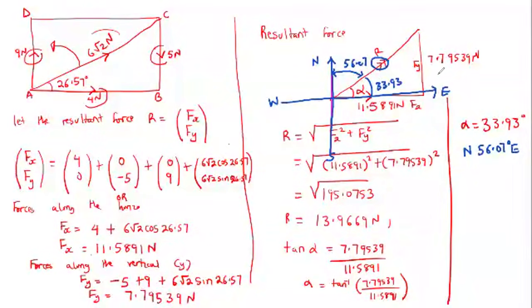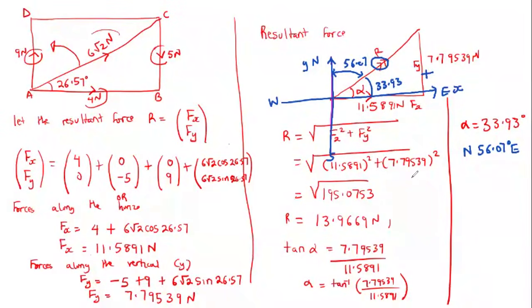Alternatively, when you look at the axes, this is the x-axis, this is the y-axis. This is the positive x-axis, and the resultant is above it. So depending on the book you are reading, they can tell you that you can give your direction as 33.93 degrees above the positive horizontal.